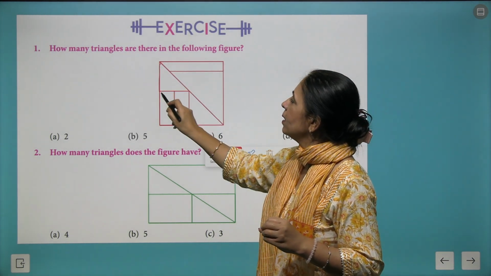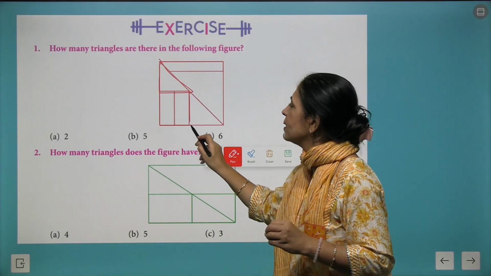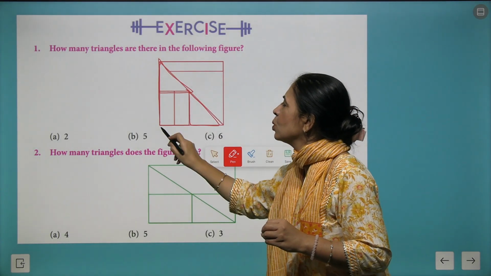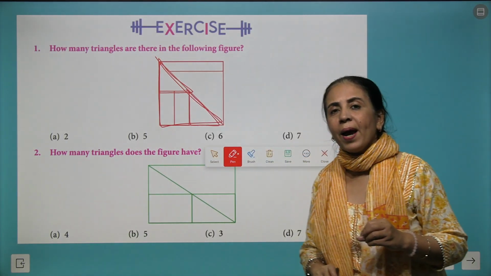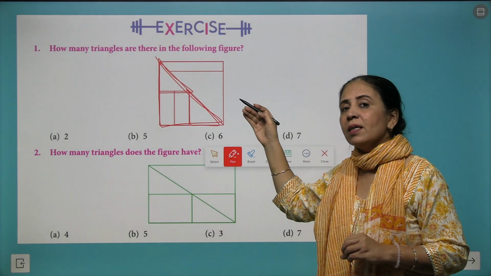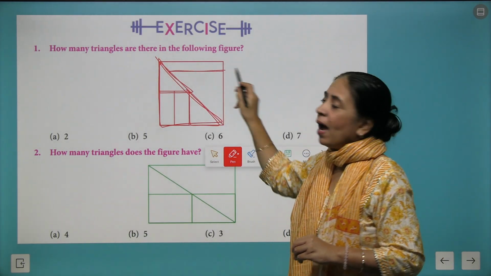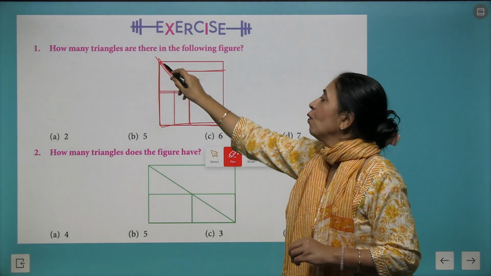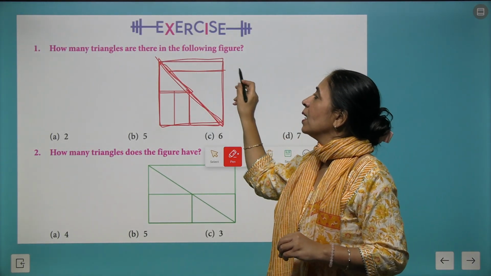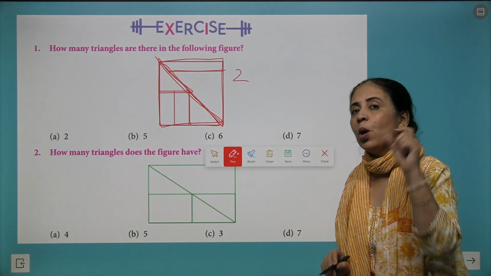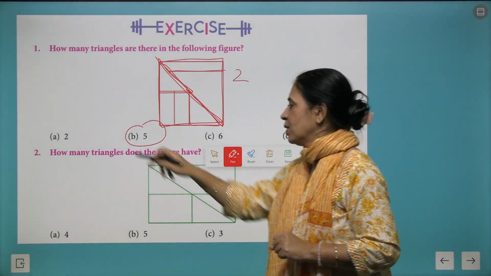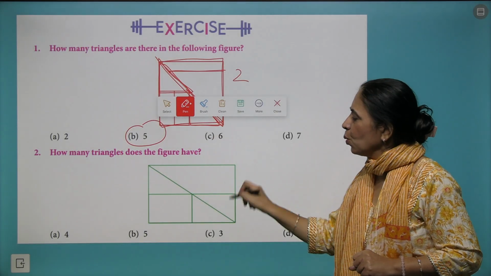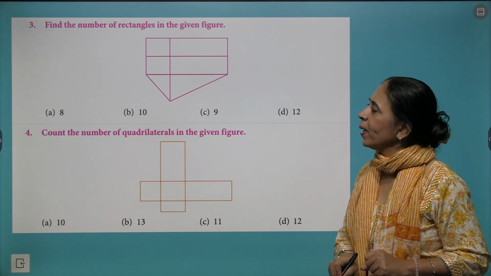So look here, this is the first triangle, this is the second triangle, this one is the third triangle, right? And looking at another diagonal half part, we have one line of division of this triangle. So we say 2 more triangles are there. We got the right answer, that is 5. Further, the same rule is to be implemented with this figure.